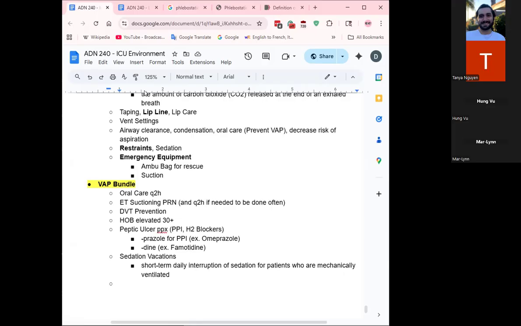DVT prevention protocols: your heparin subcute, Lovenox subcute, head of the bed elevated 30 plus degrees. You're going to have prophylaxis for peptic ulcers because of stress ulcers, so omeprazole, famotidine, and then something called a sedation vacation, which is an interruption of your sedation to try to get them to start breathing on their own. All of this helps to prevent pneumonia. So it's your ventilator-associated pneumonia bundle.